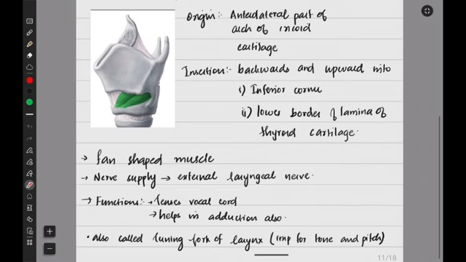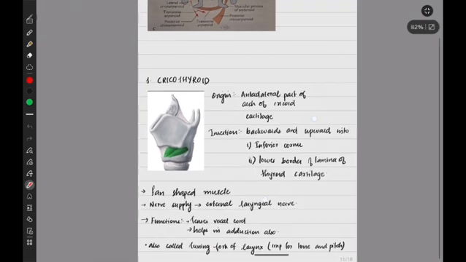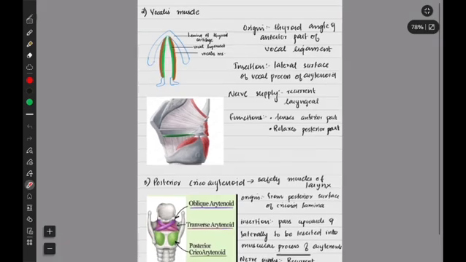Then functions, it tenses the vocal cords as well as helps in the adduction. It is also called the tuning fork of larynx because it is important for the tone and pitch. Tone and pitch is important, and tuning fork of the larynx എന്ന് വിളിക്കണം. That is about the cricothyroid.